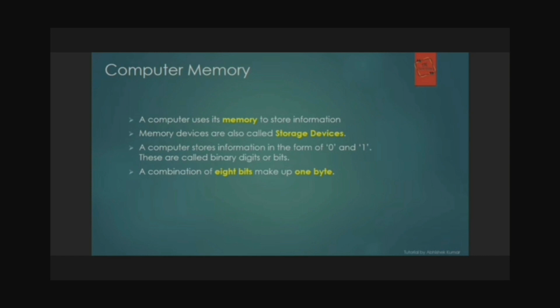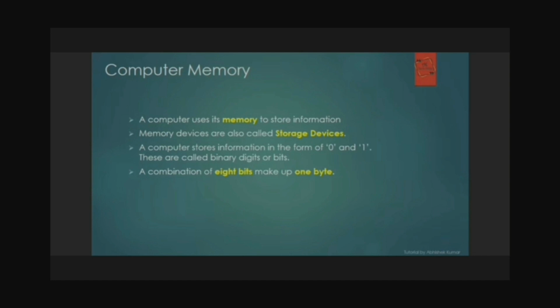A computer stores information in the form of 0 and 1. These are called binary digits or bits. Do you know that a computer does not understand our language like Hindi or English? They are not able to understand. They understand only one language, that is binary language, which consists of 0 and 1.